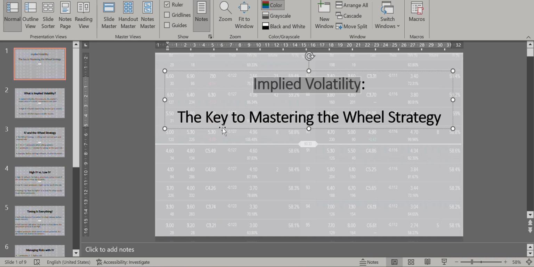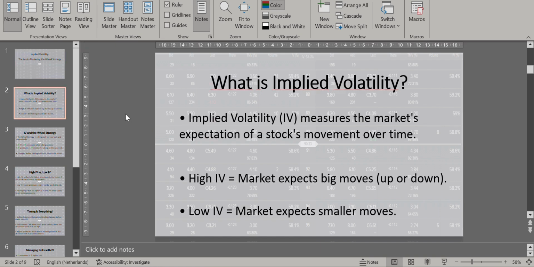First and foremost, we need to start by understanding what implied volatility is and what the concept means. Implied volatility measures the market's expectation of how much a stock will move over a certain period. As I already mentioned many times, when you trade options, you are basically placing a bet on volatility.